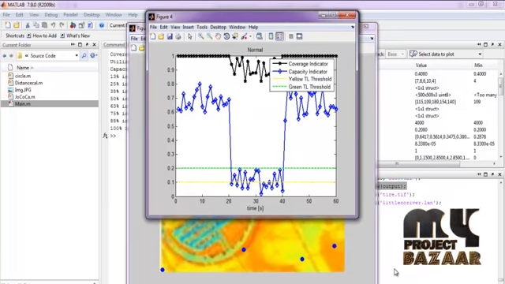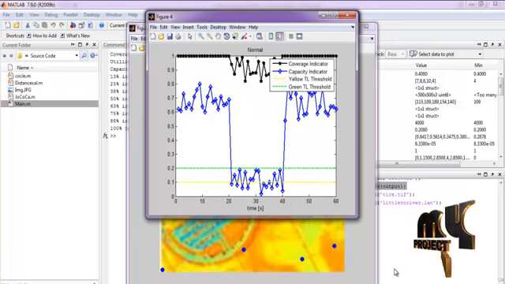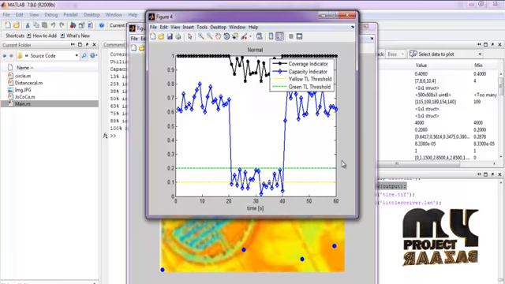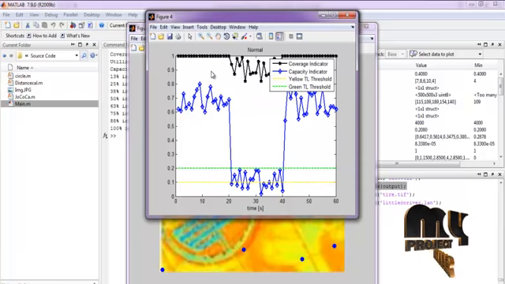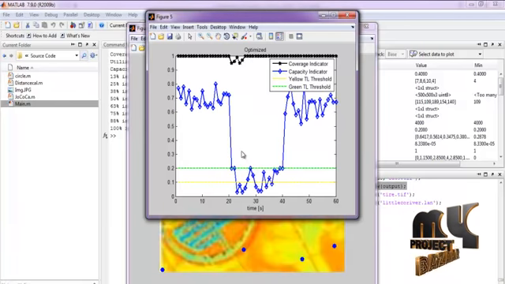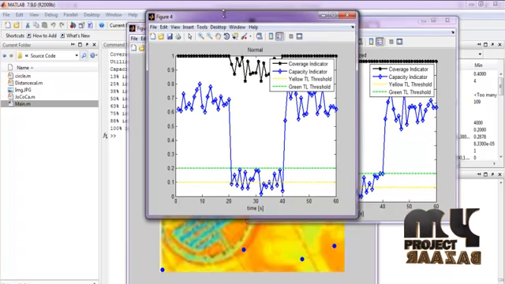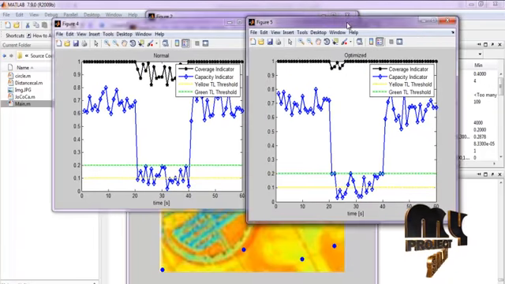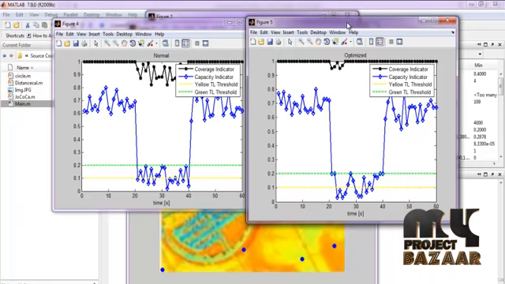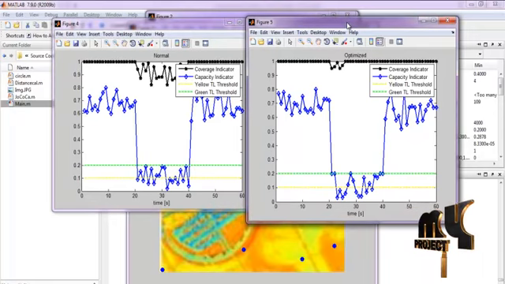This green and yellow line indicates the threshold value, and black and blue represent the coverage and also the capacity indicator, which vary between zeros and ones. And this is the optimized coverage and capacity indicator, and this is the normal capacity indicator, and here we are using the joint coverage and capacity maximization algorithm.